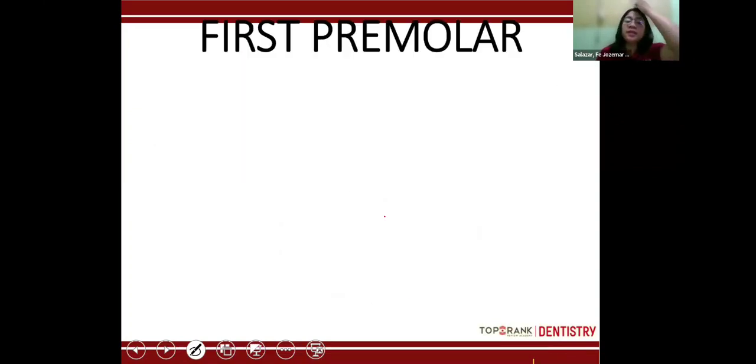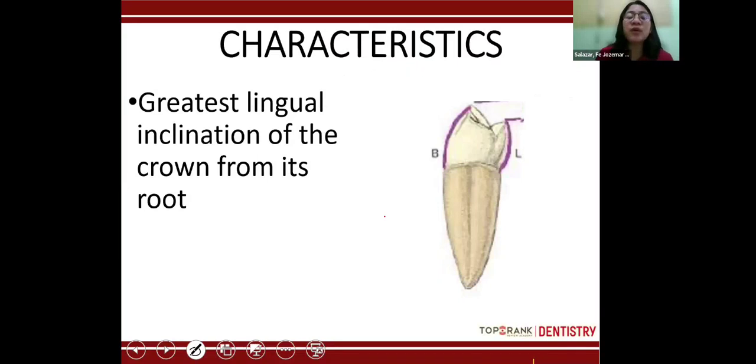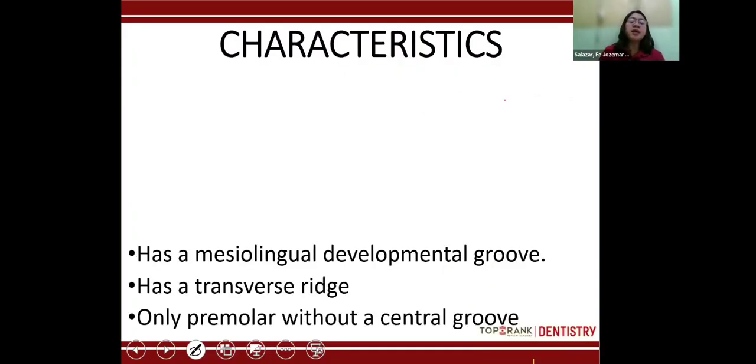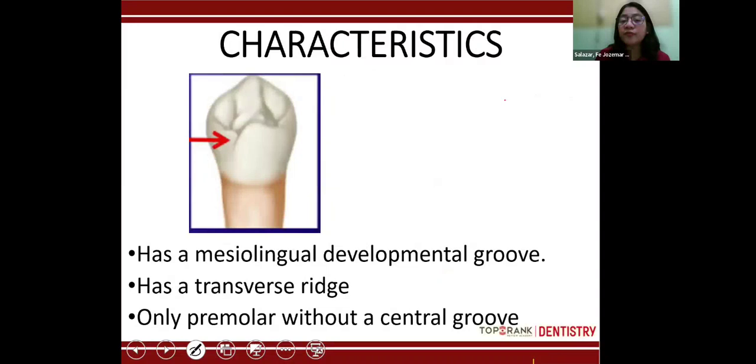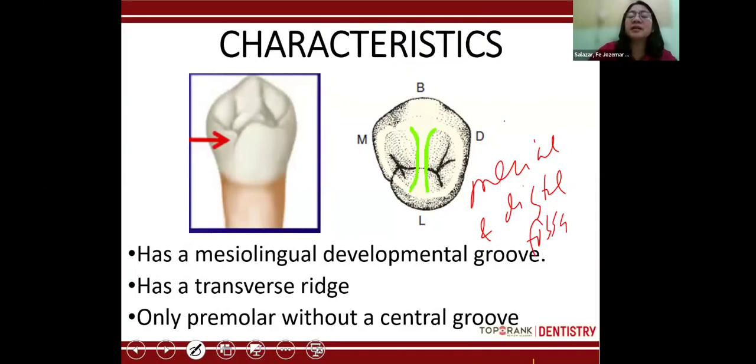Okay, so let's now discuss the mandibular first premolar. It is the smallest premolar. It has the greatest lingual inclination of the crown from its root. It has a mesiolingual developmental groove. It has a transverse ridge, so wala siyang central groove. It's the only premolar without a central groove. Okay, yan. So wala. Meron lang siyang, it only has mesial and distal fossa. Kaya nga ang tawag niyo sa kanya, snake's eye. Diba? Snake's eye appearance. Okay.